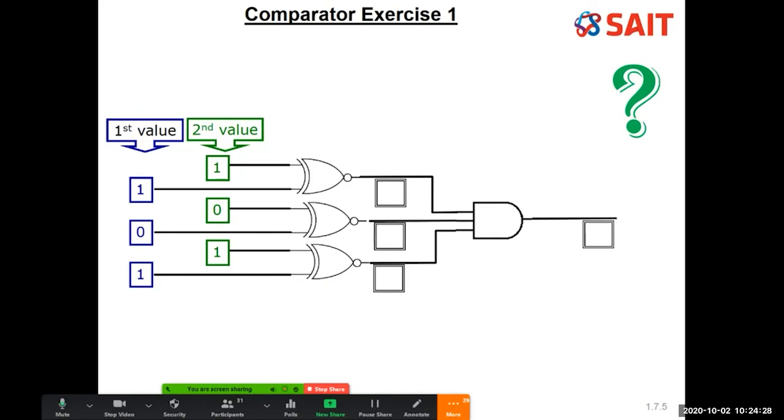So this little exercise here, what would we have? Who haven't I called upon? Ralph. Comparator exercise number 1. I've got a 1 with an exclusive NOR of inputs 1 and 1. Let's actually broadcast this and do this on the whiteboard, make it a little bit clearer.